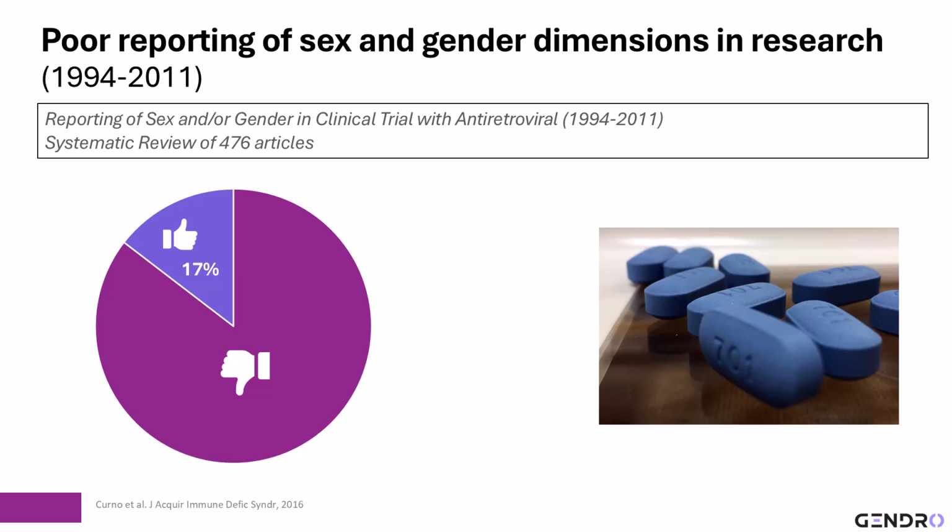In my team, we carried out a systematic review quite many years ago, looking at clinical trials with antiretrovirals. We know that HIV is affecting more than 50% of women worldwide. And as such, there is an expectation that the clinical trials would also mirror that reality. However, when looking at the reporting of sex and gender dimensions in clinical trials with antiretrovirals, only 17% looked at these dimensions, and there was quite an underrepresentation at that time of women in clinical trials as well.